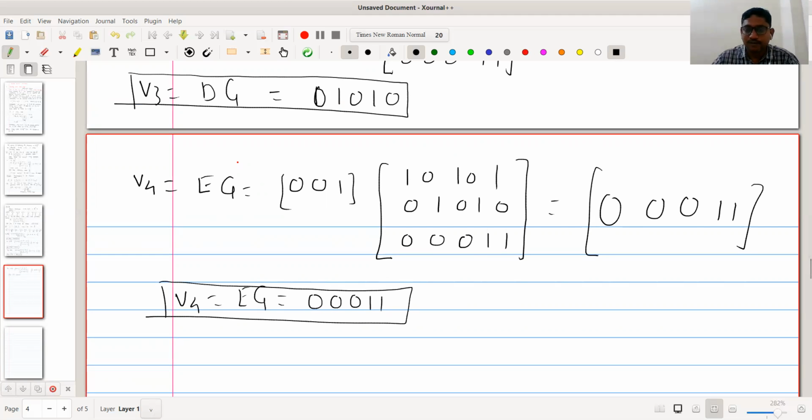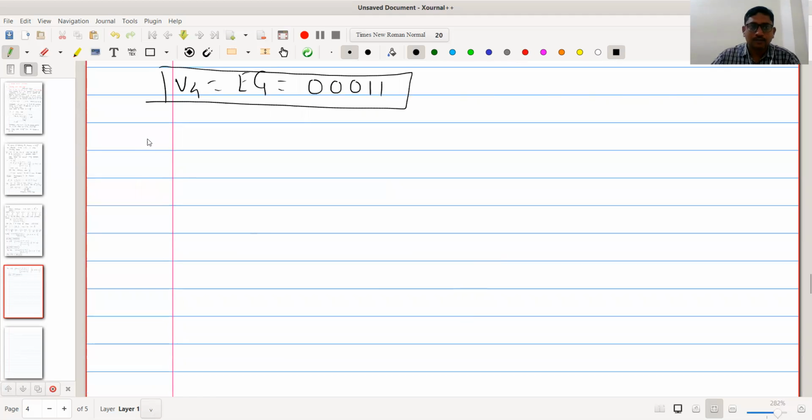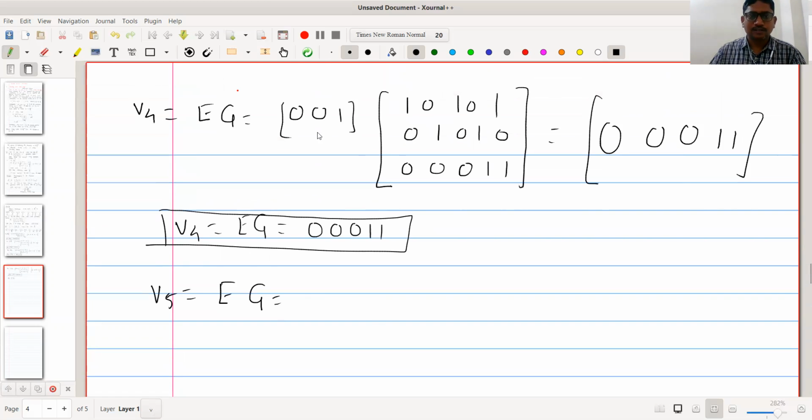Now there are four remaining elements. So next is V5. After D, I'll write E, E into G, and E is given as what I have written here. The 001 is E actually.